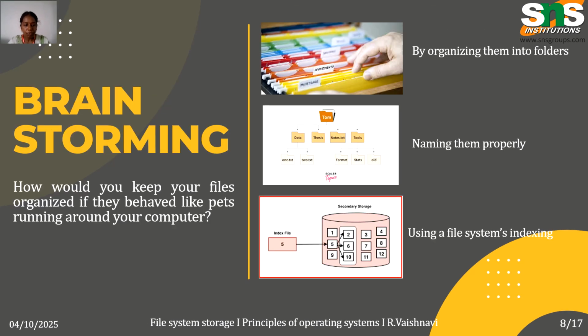Next, we have a brainstorming question. How would you keep your files organized if they behaved like pets running around your computer? We have three methods. First, organizing files into folders. Second, naming them properly, giving a name to each file. Third, indexing for each file.